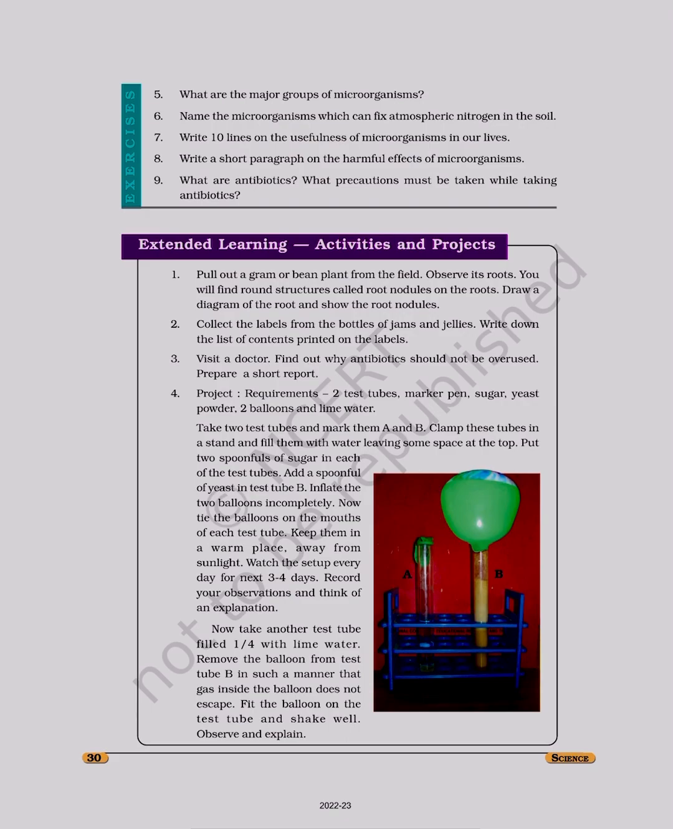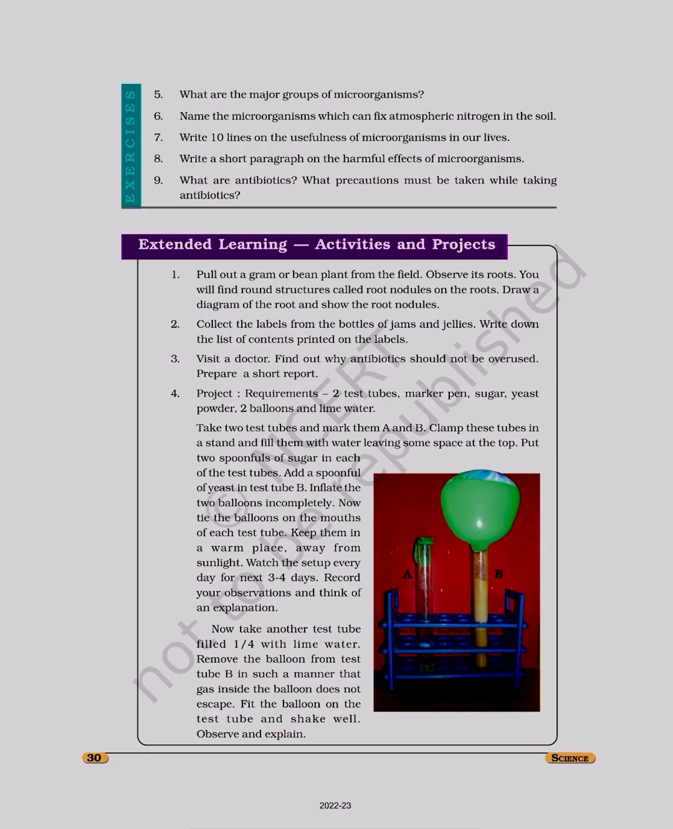Prepare a short report. Fourth, project requirements: 2 test tubes, marker pen, sugar, yeast powder, 2 balloons, and lime water. Take 2 test tubes and mark them A and B. Clamp these tubes in a stand and fill them with water, leaving some space at the top. Put 2 spoonfuls of sugar in each of the test tubes. Add a spoonful of yeast in test tube B. Inflate the 2 balloons incompletely. Now tie the balloons on the mouths of each test tube.